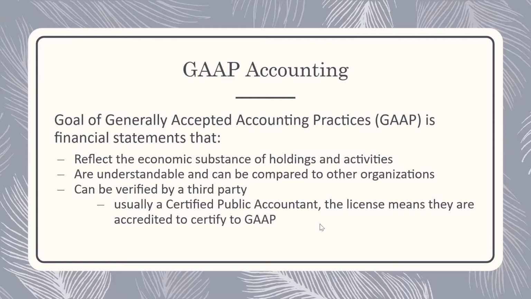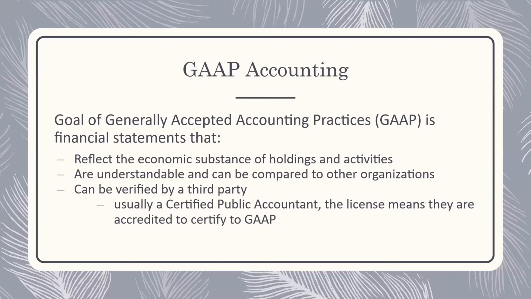Okay, so this is what comes underneath tax, as the foundation of tax is generally accepted accounting practices. Generally accepted accounting practices, or GAAP, the goal is to produce financial statements that reflect the economic substance of your holdings and activities. Holdings being assets that go on the balance sheet, activities being income and expense that go on the income statement. GAAP is trying to represent these things as accurately, objectively as possible.